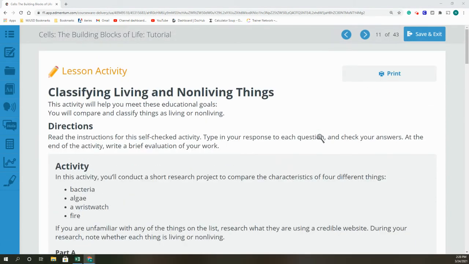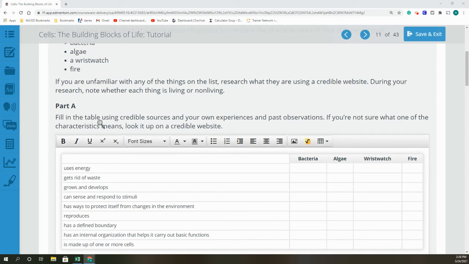This activity is called classifying living and non-living things. In this activity, you will conduct a short research project to compare the characteristics of four different things: bacteria, algae, a wristwatch, and fire. Fill in the table. If you are unfamiliar with any of these things on the list, research what they are using a credible website. During your research, note whether each thing is living or non-living. Fill in the table using credible sources and your own experiences and past observations. If you are not sure what one of the characteristics means, look it up on a credible website.